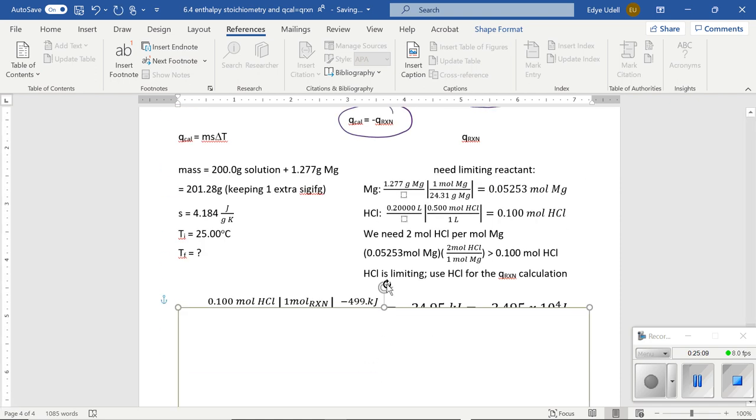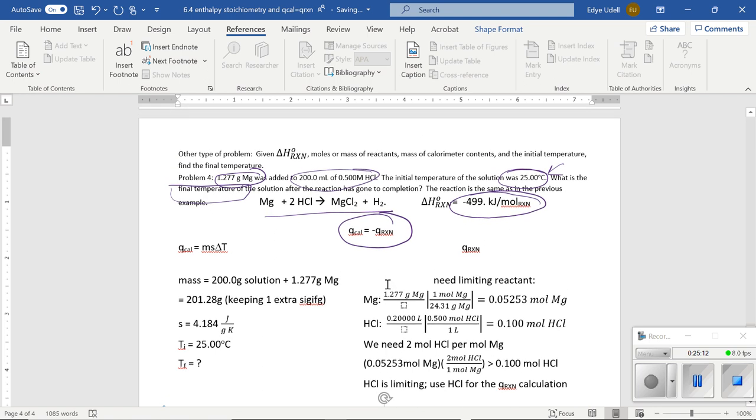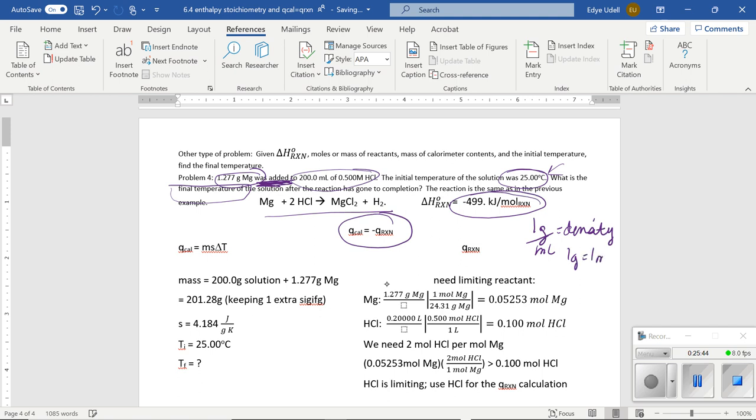I was given information about two reactants, so I'm going to have to do a limiting reactant calculation here. But let's start with our qcal. I didn't mention in here that the density was 1 gram per mil. We're going to assume for all of these kinds of problems, anytime we have a solution in a calorimeter, that 1 gram per mil is the density, which means 1 gram is equal to 1 milliliter. So this right here is 200.0 grams.